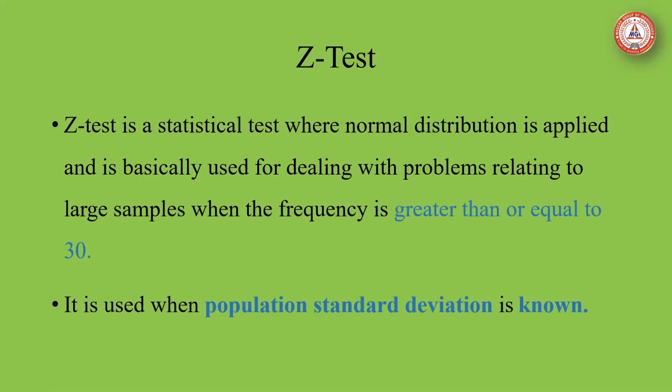Now in Z test, Z is the statistical test where normal distribution is applied, basically used for dealing with problems related to large samples when the frequency is greater than or equal to 30. In student t-test, we always track samples below 30. It is used when the population standard deviation is known.